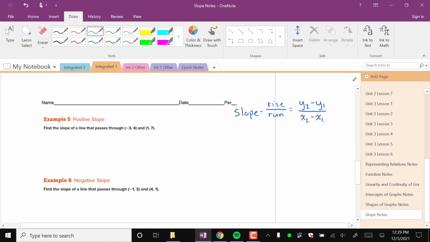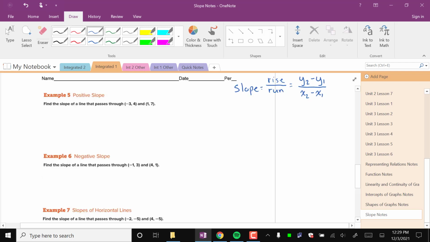And rate of change and slope are pretty much the same thing. It's the change in y over the change in x. They just have different ways of approaching it. So let's take a look at the first example. We want to find the slope of that line.